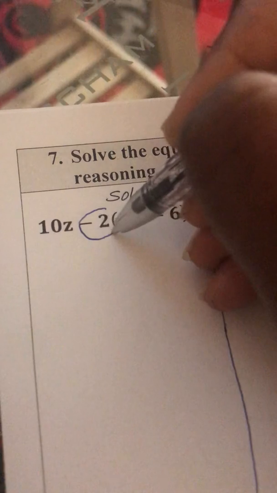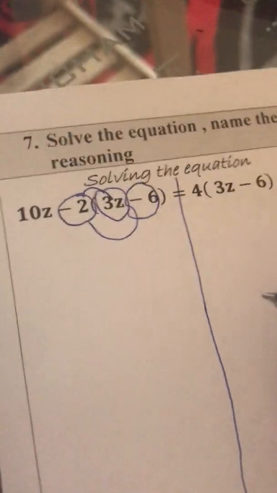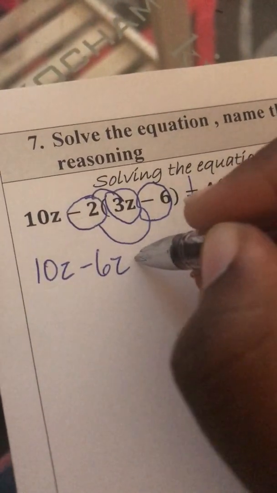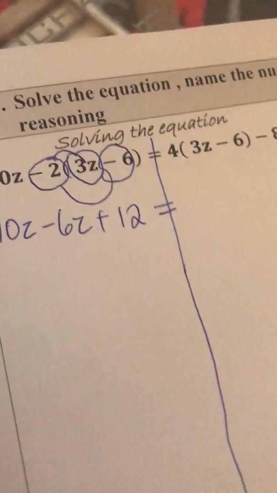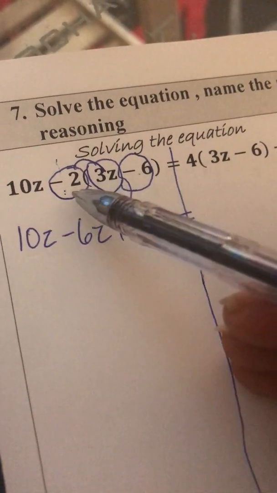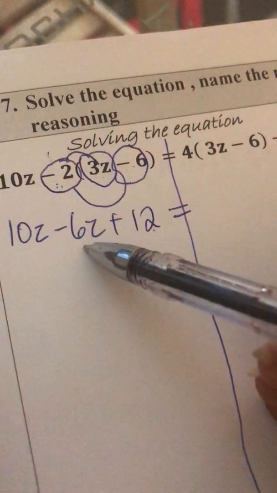All right, so let's do this. Draw a bridge. Okay. Here I will take negative 2 and multiply with 3z, and negative 2 and multiply with negative 6. So I have 10z minus 6z plus 12 is equal to, how did I know it was 12? Negative 2 times negative 6 is positive 12. Negative 2 times positive 3 is negative 6z. Then here I'm going to do 4 with 3z. I'm doing distributive property. This we learned in grade 7.